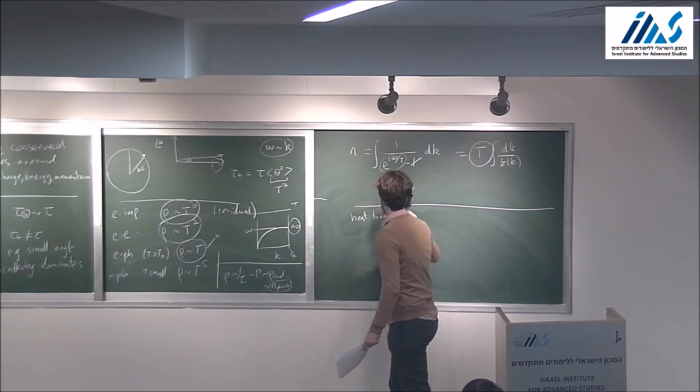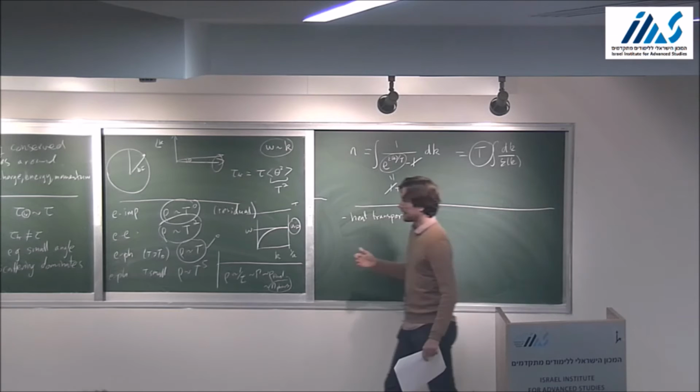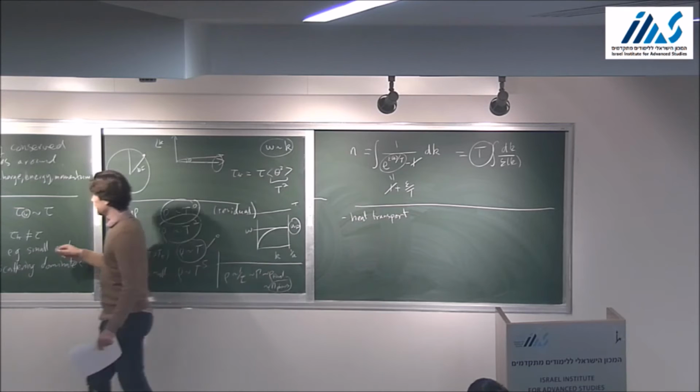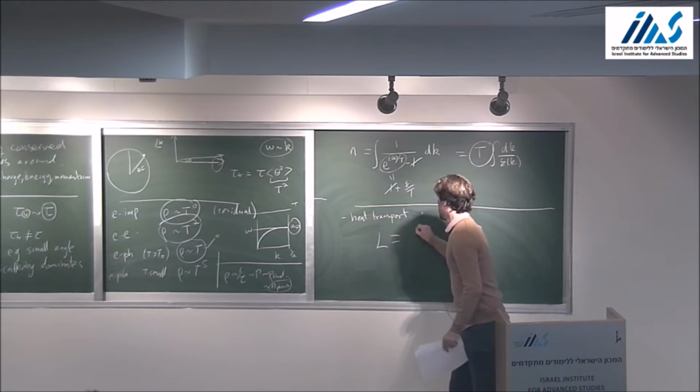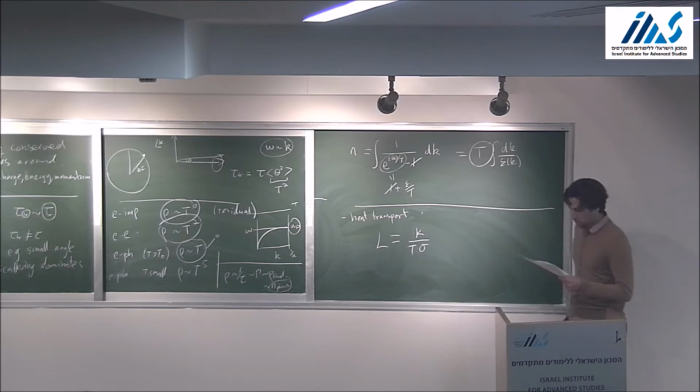So it's a basic property when you have quasiparticles that they carry both heat and charge, and so their lifetime enters the electrical conductivity but also the thermal conductivity. All right? And this is quantified by something called the Lorentz ratio, L, which is the thermal conductivity divided by the electrical conductivity, and there's a factor of T.